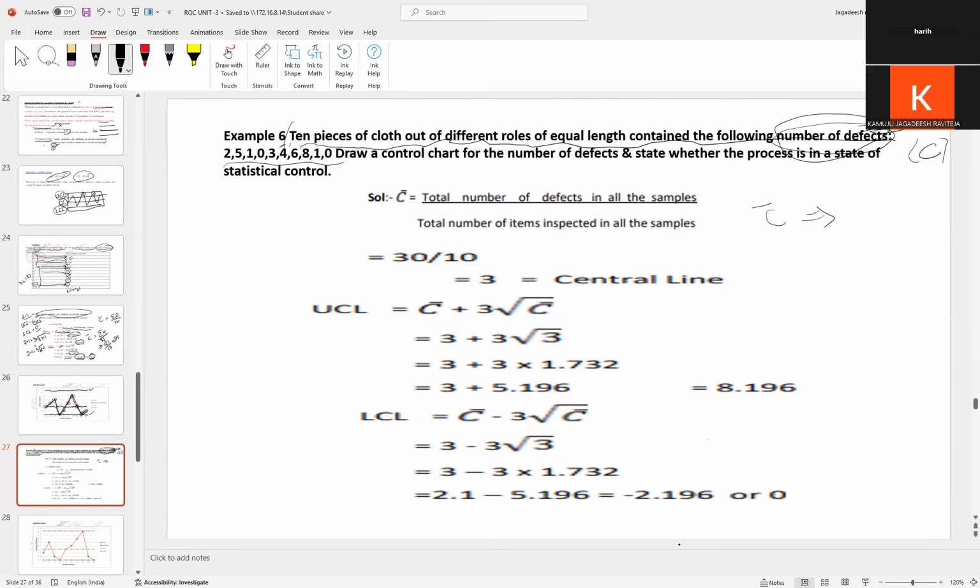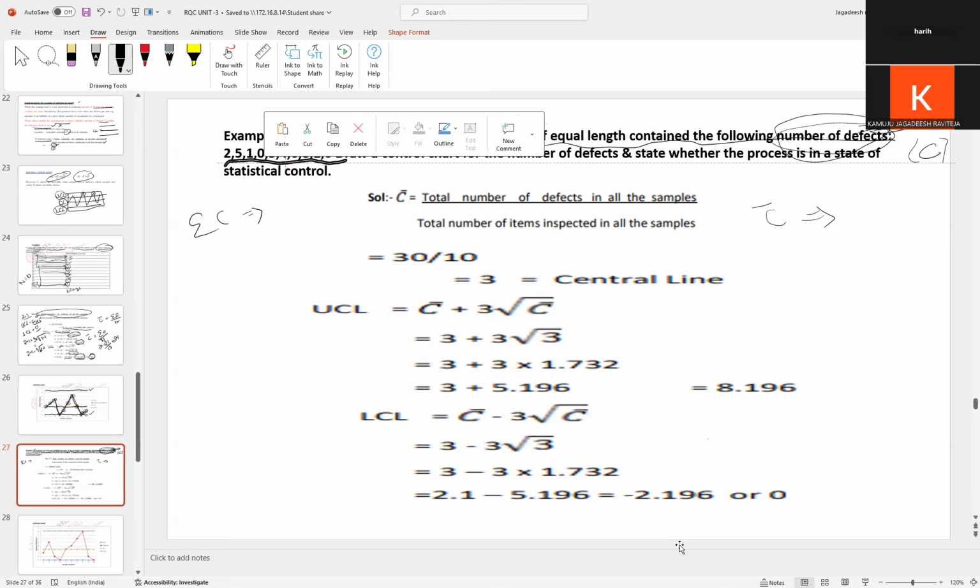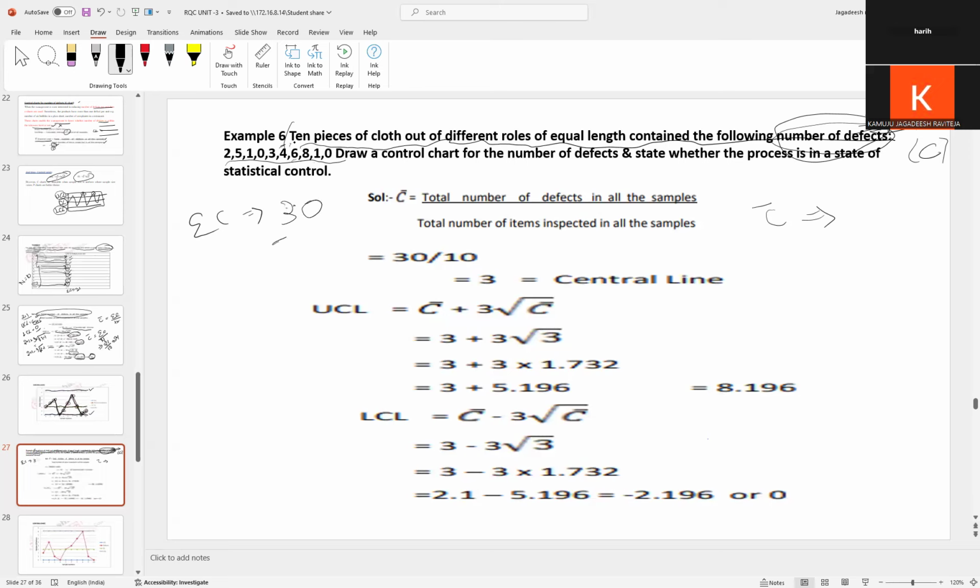Now we have to add all these values, because we have to find the sigma C. What is sigma C? 2 plus 5 plus 1 plus 0 plus 3 plus 4 plus 6 plus 8 plus 1 plus 0. So 2 plus 5 is 7. 7 plus 1 is 8. 8 plus 0 is again 8. 8 plus 3 is 11. 11 plus 4 is 15. 15 plus 6 is 21. 21 plus 8 is 29. 29 plus 1 is 30. So sigma C value is 30, divided by the total number of samples inspected.